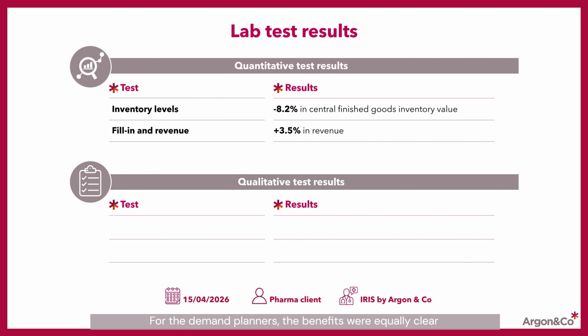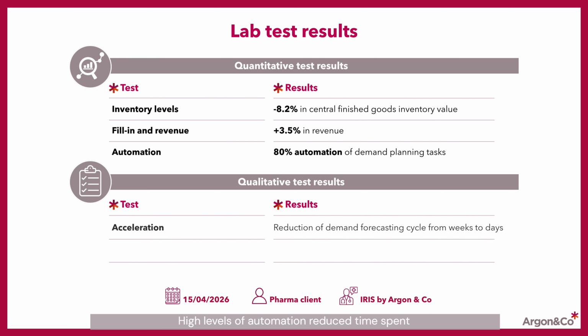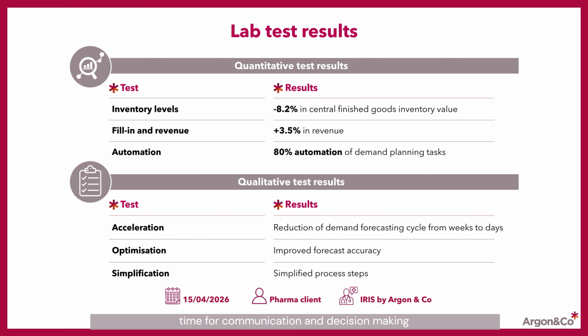For the demand planners, the benefits were equally clear. High levels of automation reduced time spent on data manipulation and freed up time for communication and decision-making. The forecasting cycle, which used to take weeks, now takes days. It is faster, more robust, and easier to use. And the key message is this. This is not just an AI initiative. It's a deep transformation of the forecast process, grounded in the realities of the life sciences industry, tailored to each company and each country, and focused on delivering real operational value.